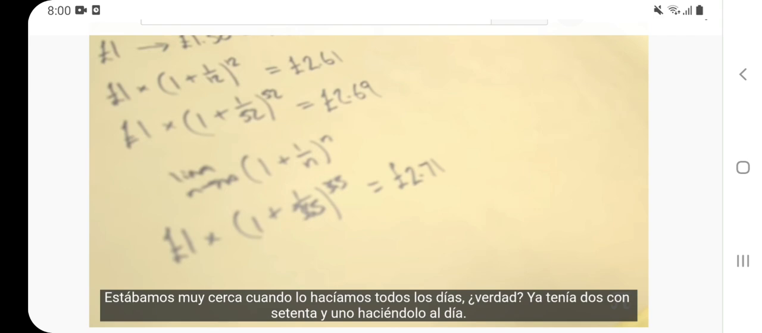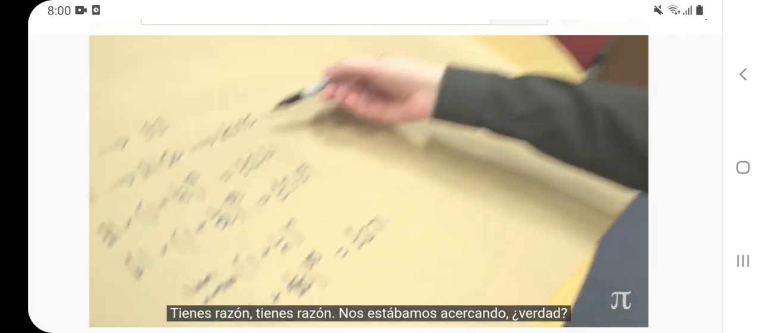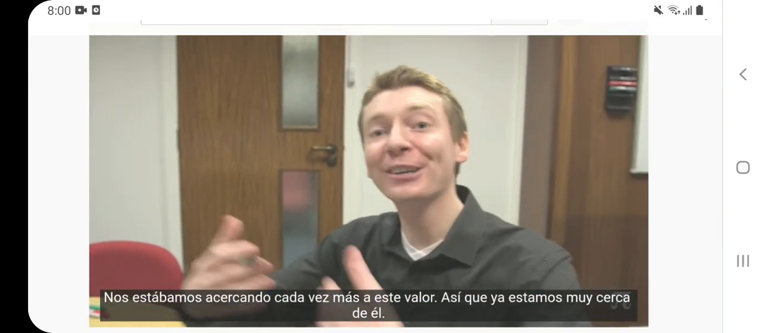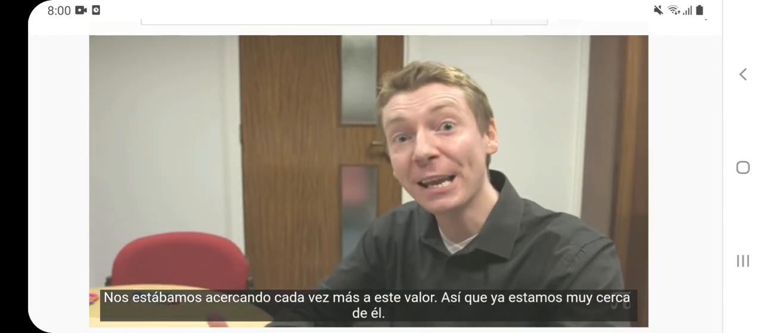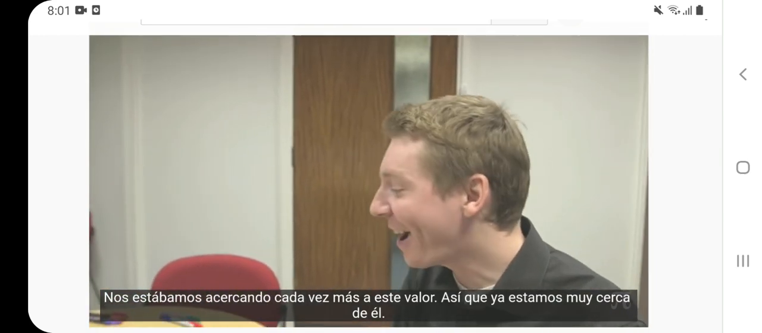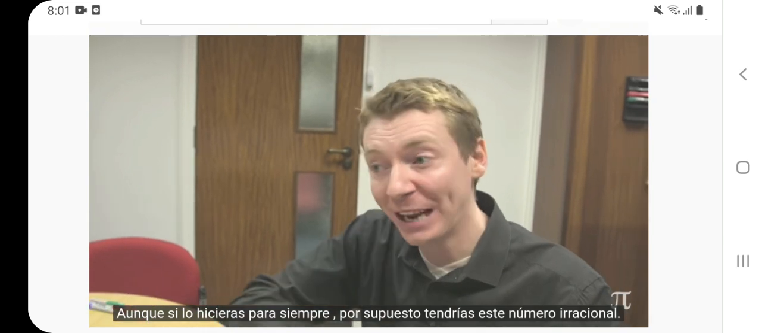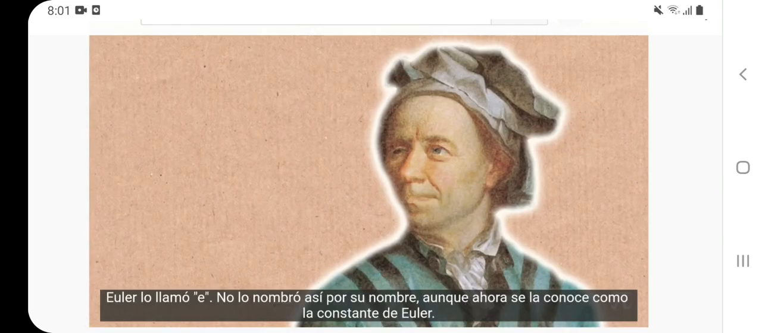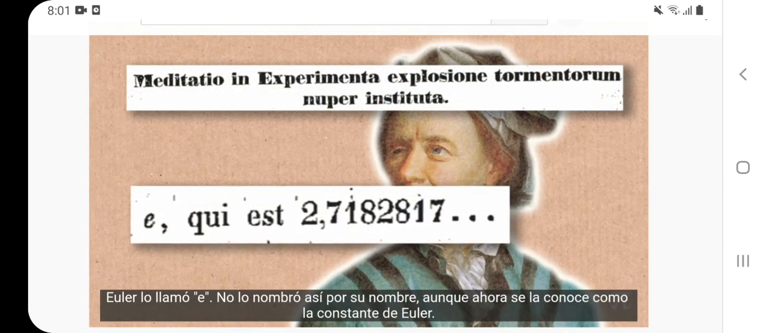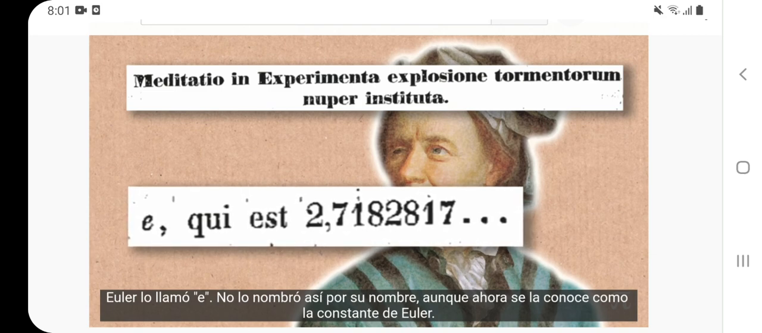It was already 2.71 at daily. You're right. We're getting closer, weren't we? We're getting closer and closer to this value. So already we're quite close to it. If you did it forever, though, of course, you would have this irrational number. Now, Euler called this e. He didn't name it after himself, although it is now known as the Euler constant.